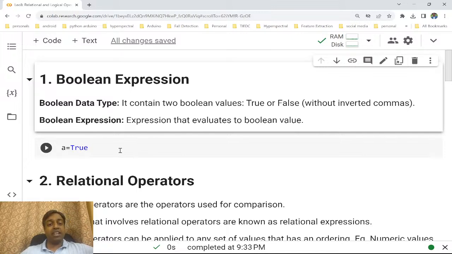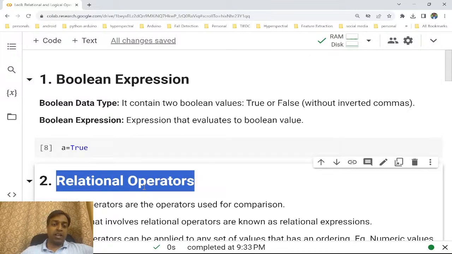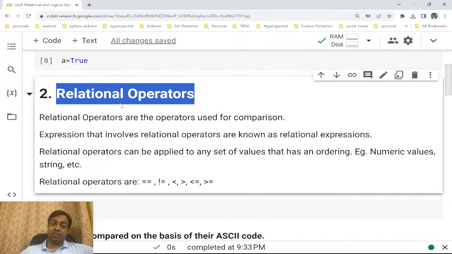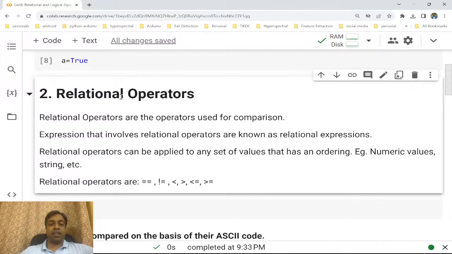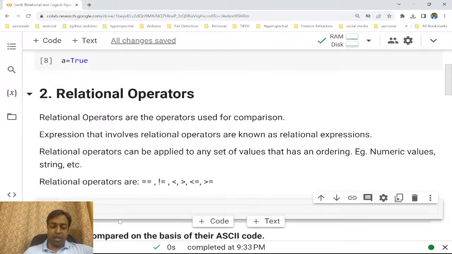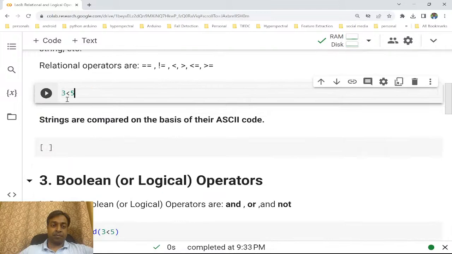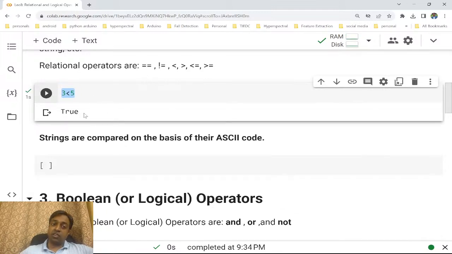Now how can we raise the question? To raise the question, we have the relational operators, and as the term indicates, these operators are used to relate the two operands. For example, if I put 3 less than 5, I am relating the two operands 3 and 5 with the less than symbol, which means I am asking the question whether 3 is less than 5. If I execute this, the answer is true, right?